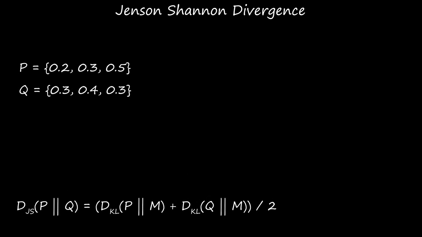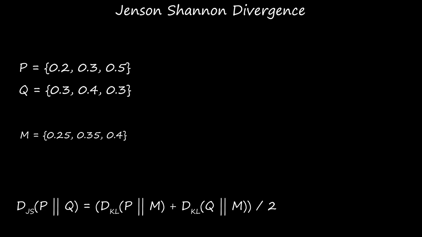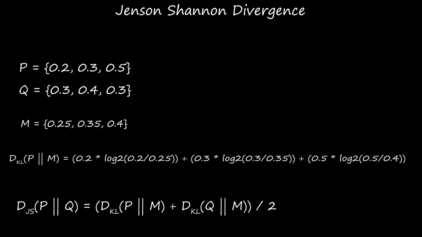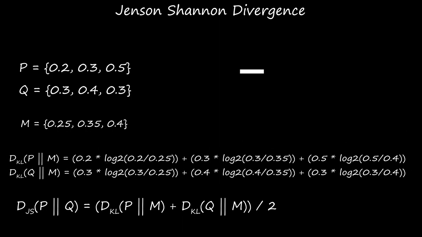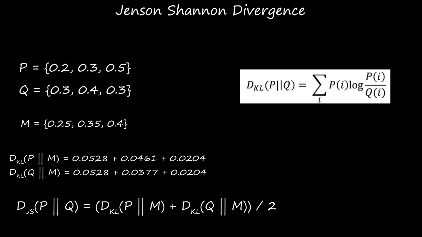Let's consider two probability distributions P and Q. To calculate the JS divergence, we first need to calculate the average of the two probability distributions, M. We can do this by taking the element-wise average of the two distributions. Next, we need to calculate the KL divergence between P and M, and Q and M. So by using the formula for KL divergence, we can calculate the divergence between P and M, and then we can calculate in a similar way for Q and M.